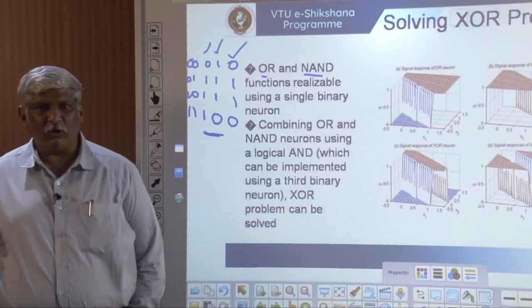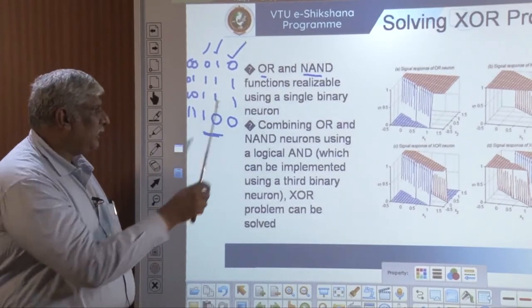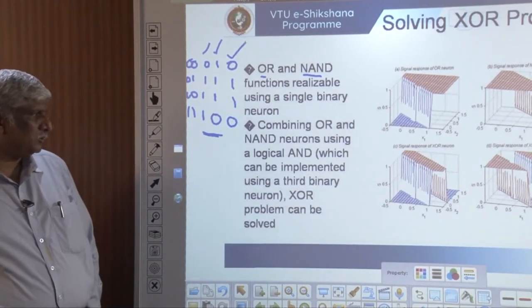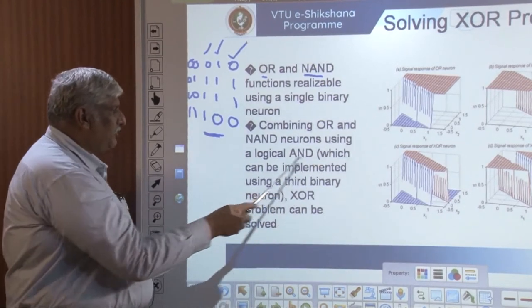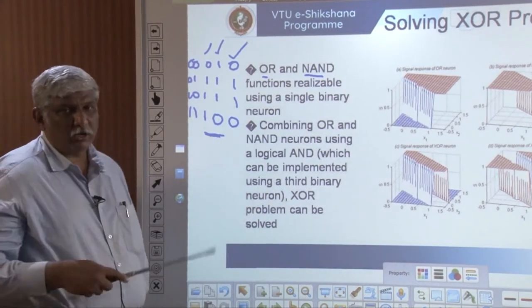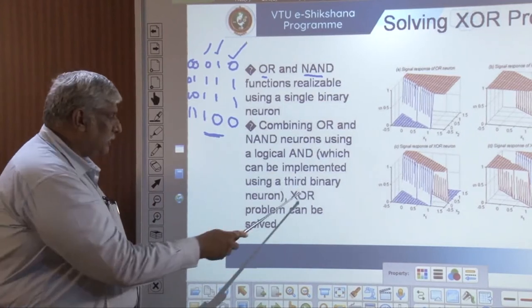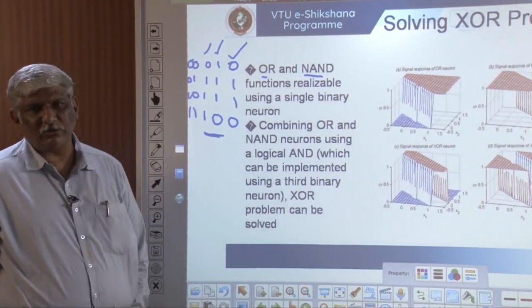So, we need one more gate, right? So, here actually we are combining OR and NAND neurons using a logical AND, right? And which can be implemented using a third binary neuron. I need one more binary neuron for that. The XOR problem can be solved. That is actually the case.